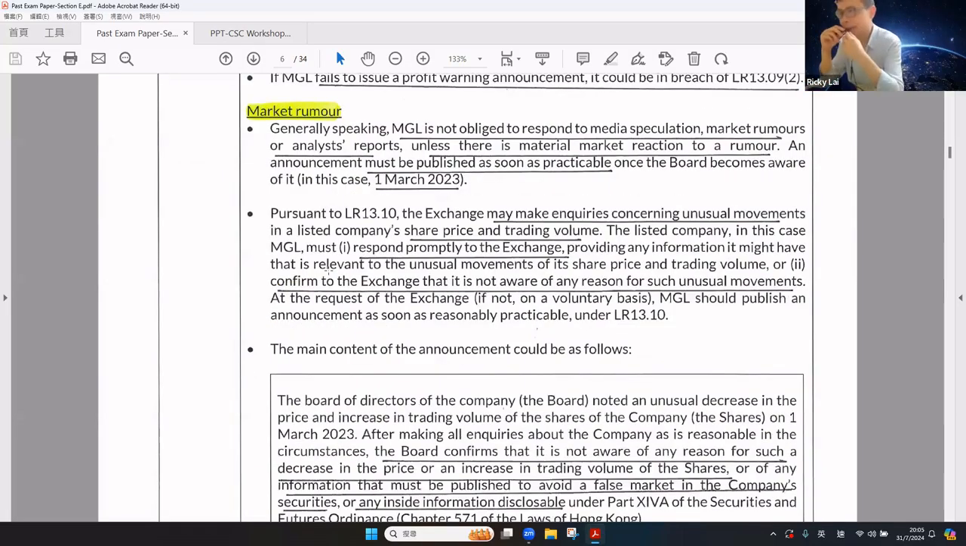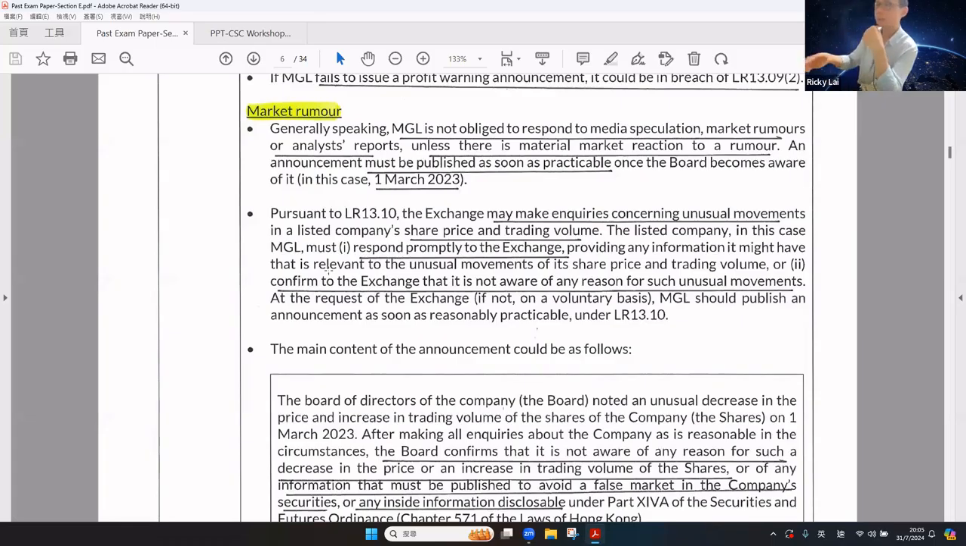How about the second part, market rumor? How to deal with the market rumor? Every day, there are many financial press and media reporting the company. Does this mean that the company needs to respond to every market speculation, rumor, or analyst report? Again, no. Unless there is a material market reaction to a rumor, including that it is likely to have a material effect on the share price.